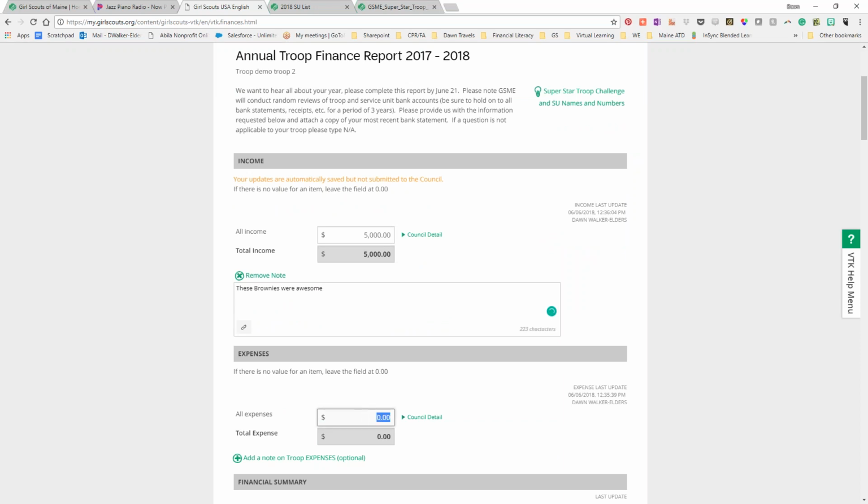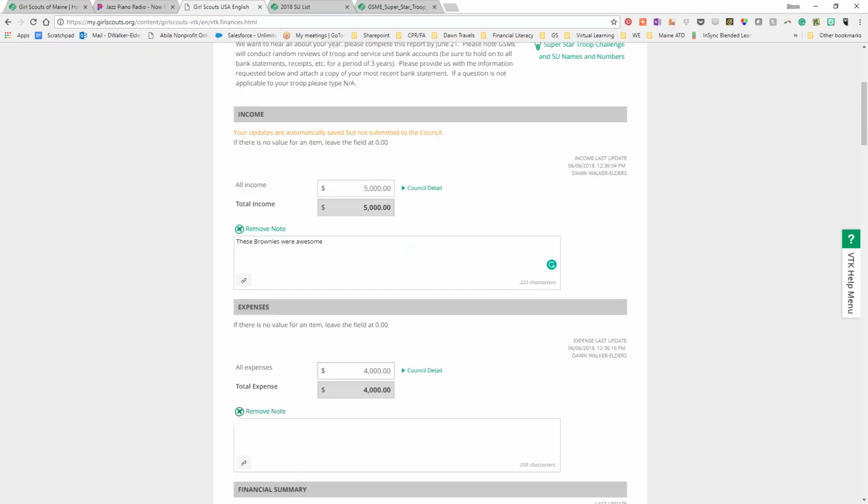So then expenses is just the one thing. All of your expenses tally together. You can put right in there, whether you went to camp or bought badges or paid for membership dues, all of that would go right in there. You can see that autofills.